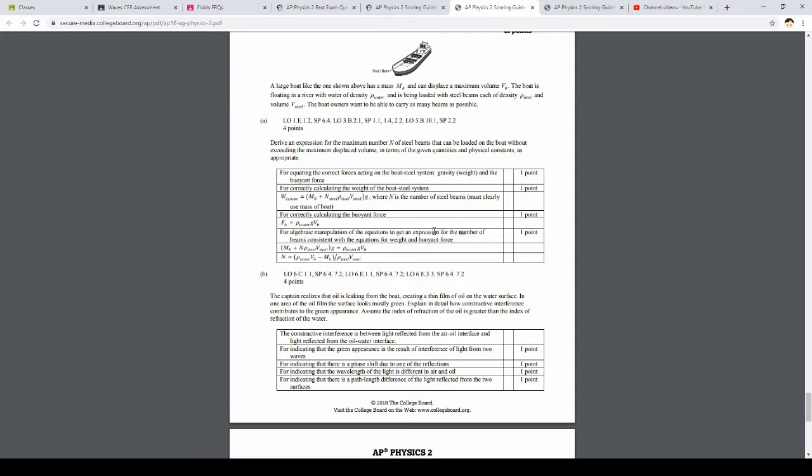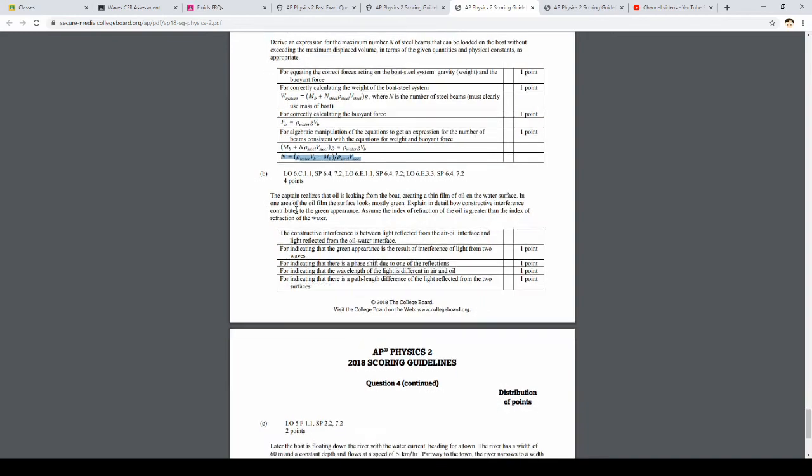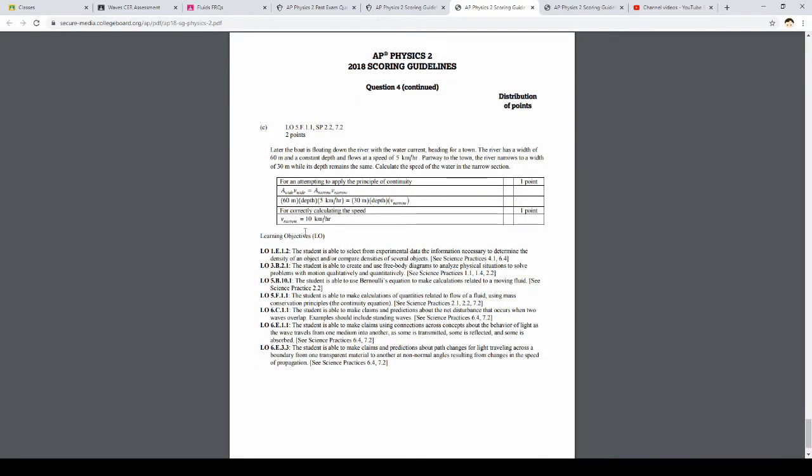And then we need to algebraically manipulate the equations to get the expression for the number of beams. So we need to set this force equal to this force and solve for n. And that will give us this equation down here. There are many different versions of this equation because you can do your algebraic manipulation in multiple ways, but it has to be algebraically equivalent. Part B is an optics question. We're not going to talk about that.